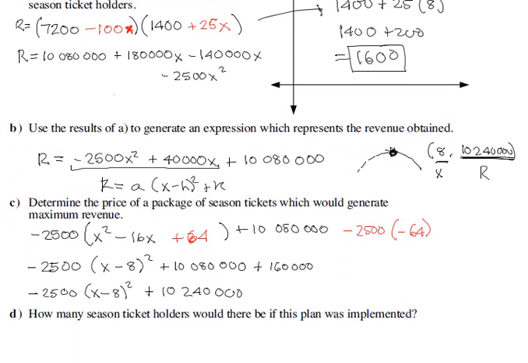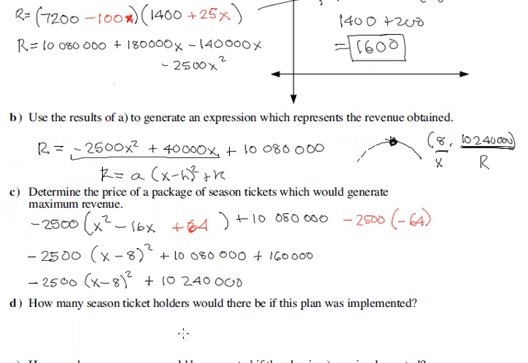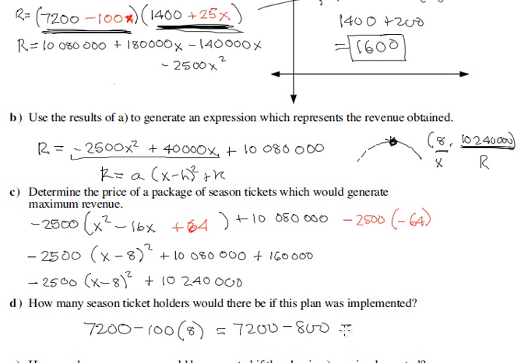Now, their next question, how many ticket holders will there be if you implement this plan? That's up here too. 1,400 plus 25x is the price for your tickets. This is your ideal number of customers, 7,200 minus 100x. So 7,200 minus 100 times our optimal number here, which is 8. That's 7,200 minus 800 equals 6,400. So we'll be down to only 6,400 ticket holders, but we'll make better money anyway because our ticket price will be higher.